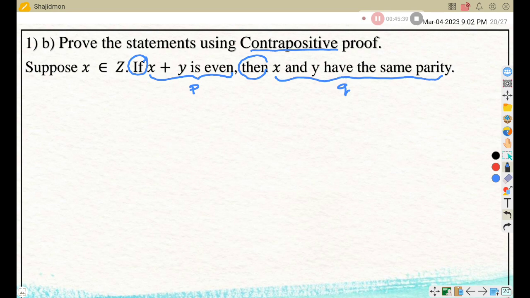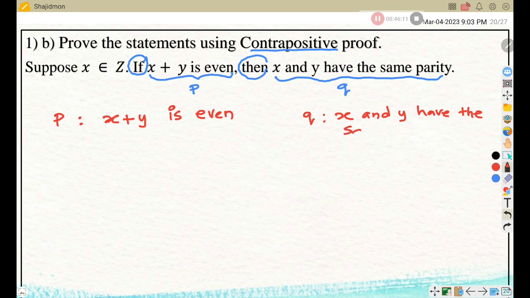x is even, y is also even. If x is odd, y is also odd, like that. Same parity it will be. Okay, same type of number. x even, y also even. Okay, so let's start this question. First I am writing what is P. P means x plus y is even, correct? Now Q, what is Q? x and y have the same parity, correct?